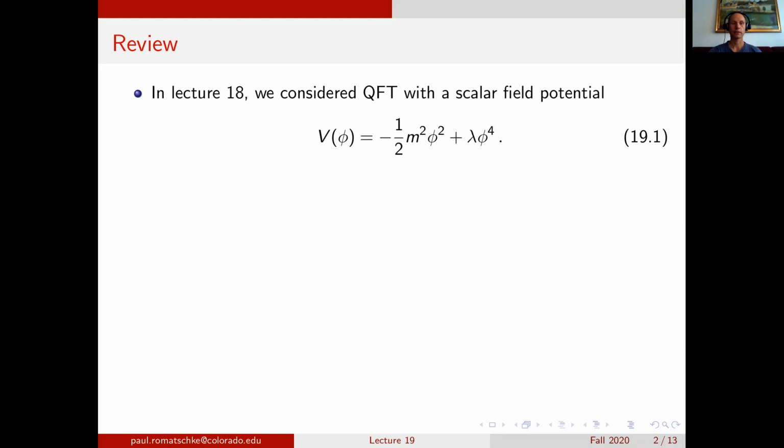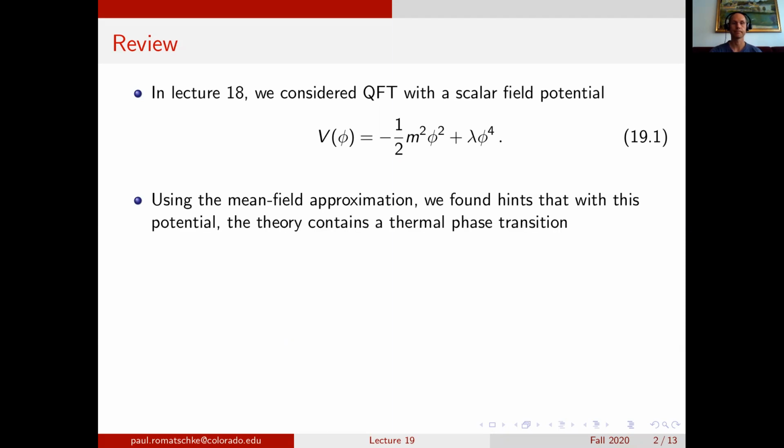Recall that in the last lecture, Lecture 18, we considered a quantum field theory with a scalar field that has a potential with a negative mass squared or an imaginary mass. We found that using the mean field approximation, this potential gives rise to a phenomenon that's known as a thermal phase transition, where the theory is in a different phase at low temperatures than it is at high temperatures.